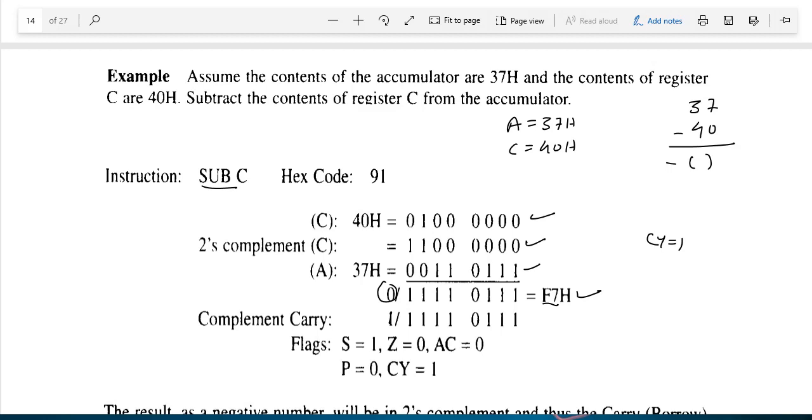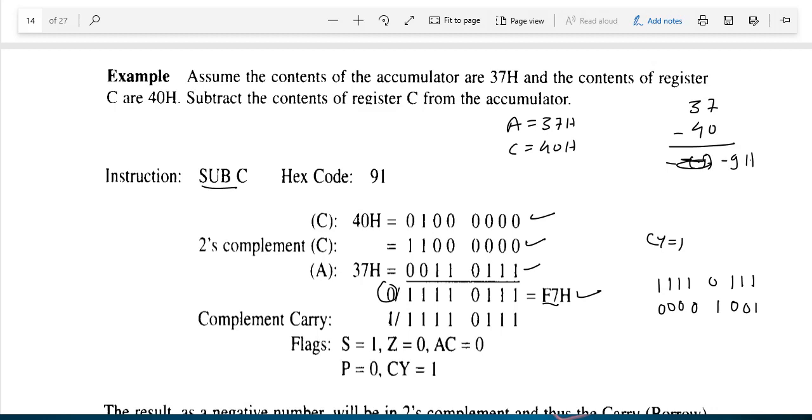For example, F7 means 1 1 1 1 0 1 1 1. Now if we take the 2's complement, we get 0 0 0 0 1 0 0 1. So this is the number. It comes out to be 9, so the result is minus 9. So if we subtract 37 from minus 40, it will be minus 9H. So this is 9, and it means this is a negative number, minus 9.